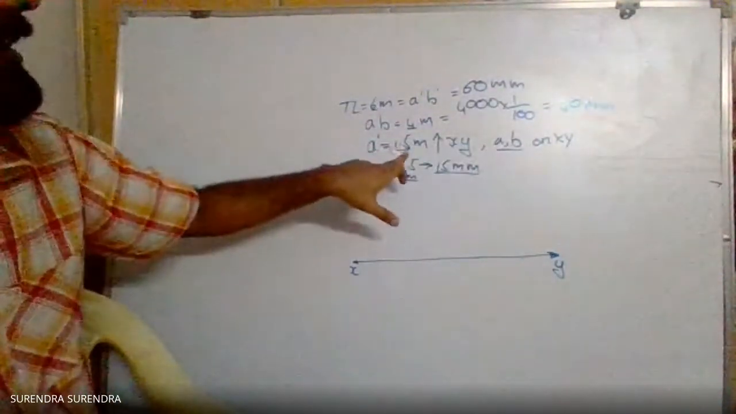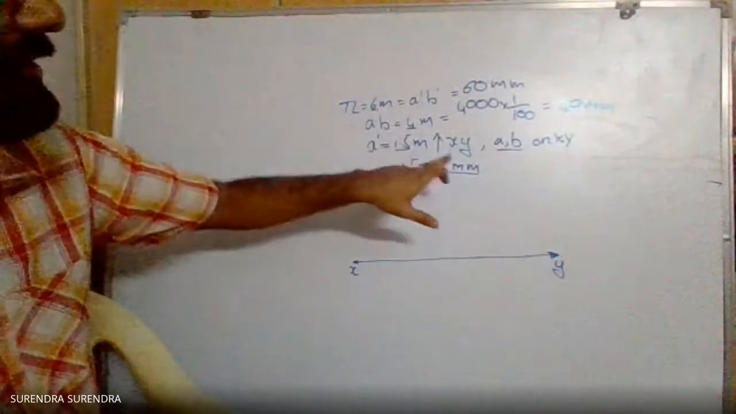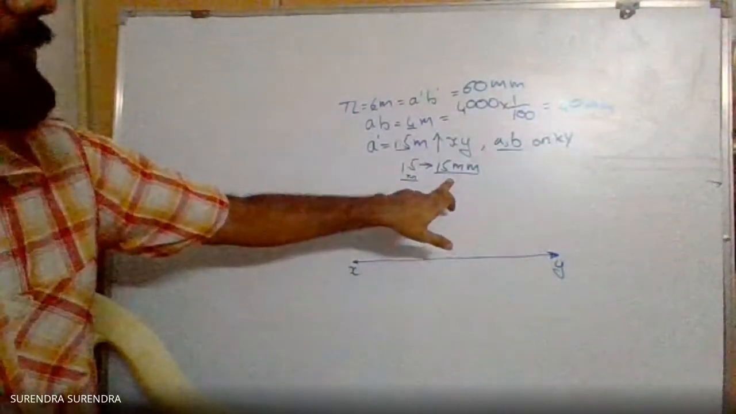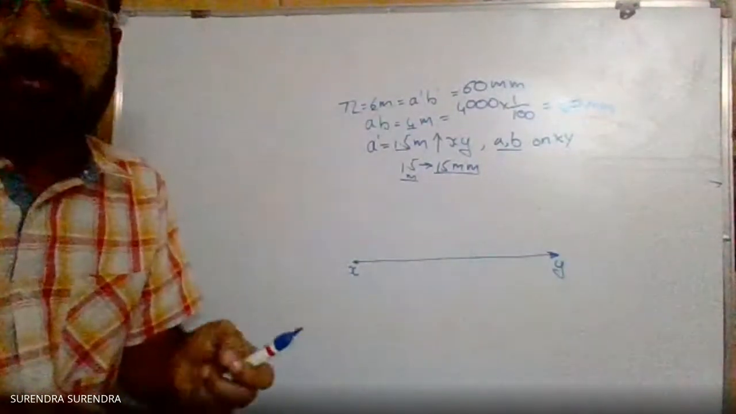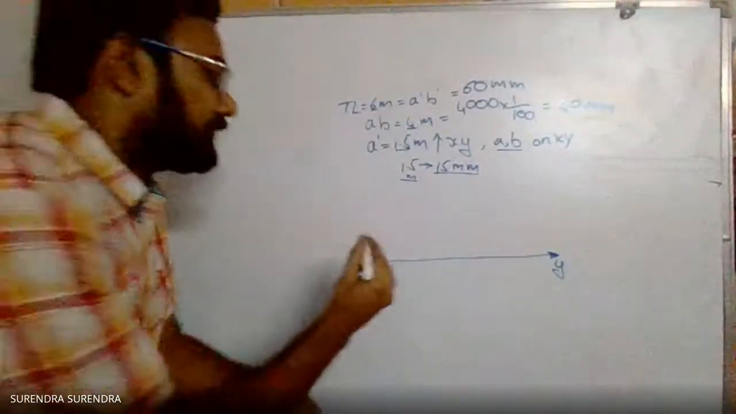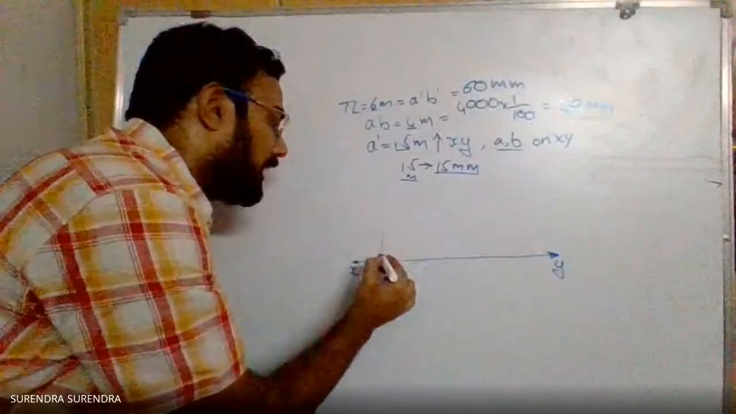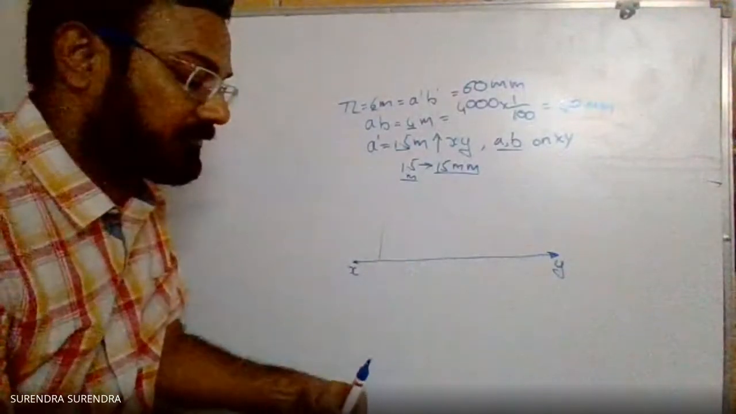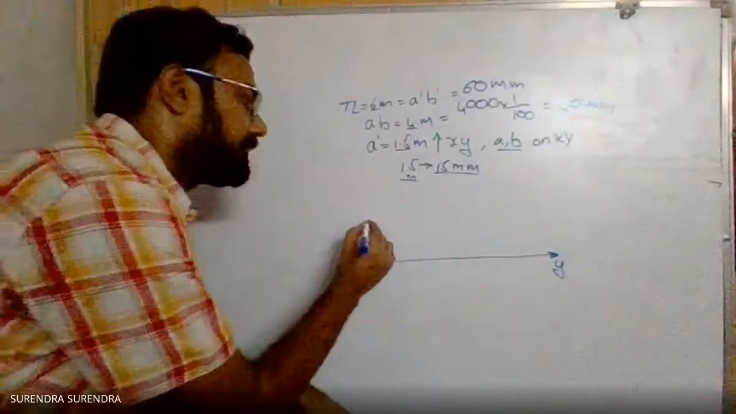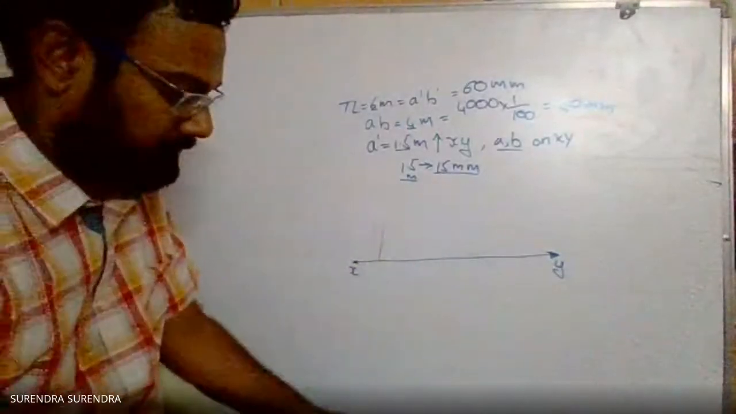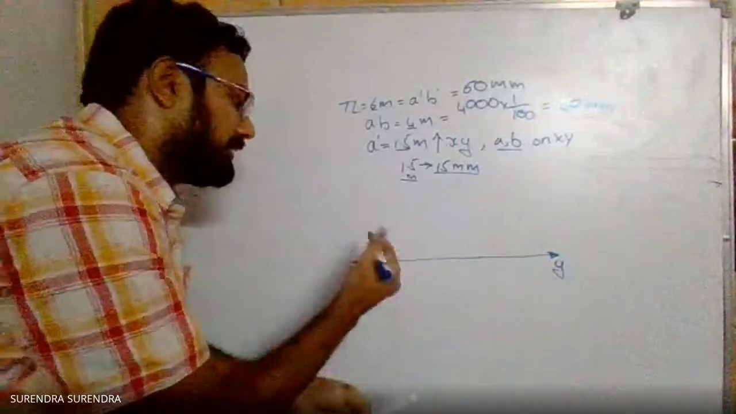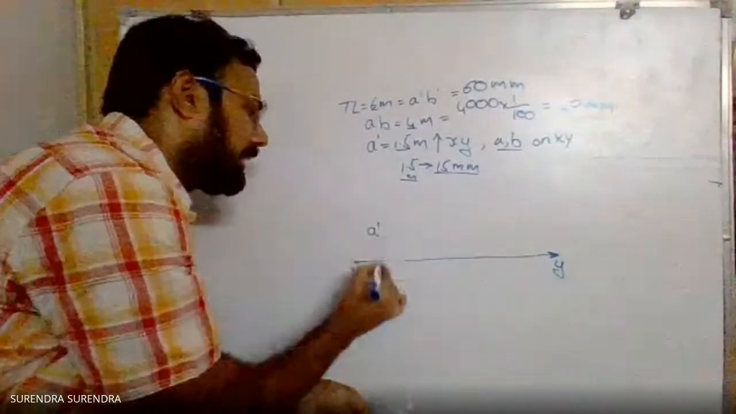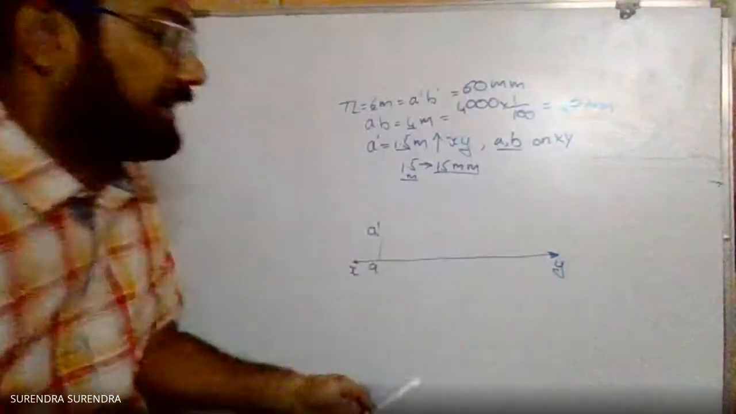A dash is 1.5 meters above the XY line. We convert it to 15 mm. So mark point A dash 15 mm above the XY line, and point A. Let this be A dash and A.